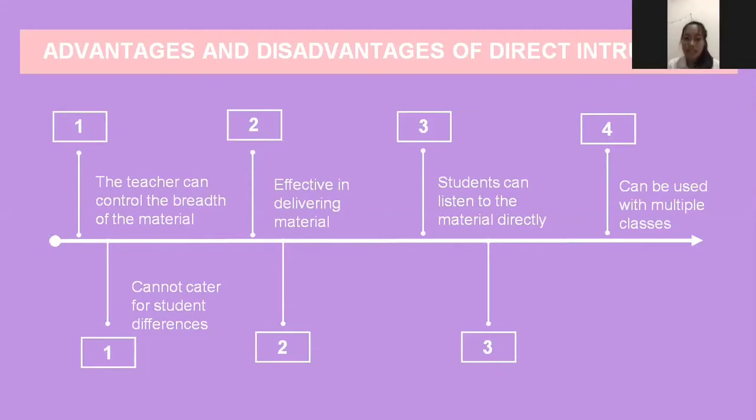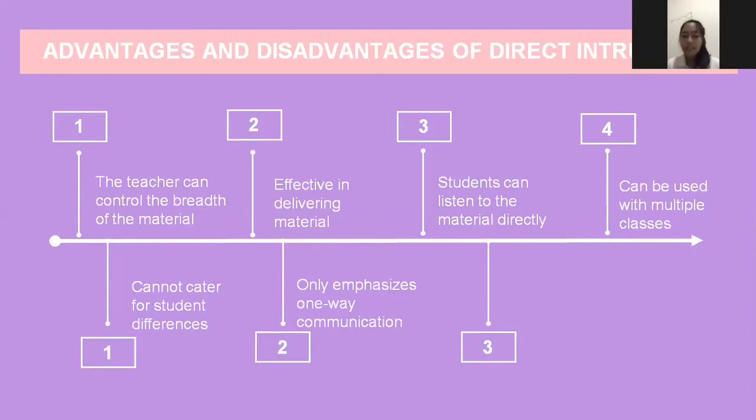For the first one is cannot cater for student differences. The direct instruction learning model is only for the ability to hear and listen well, but it cannot serve the differences of students. The second is only emphasize one-way communication. The direct learning model can only run well if students have good listening skills, but cannot serve differences in abilities, differences in knowledge, interests, talents, and differences in learning styles.